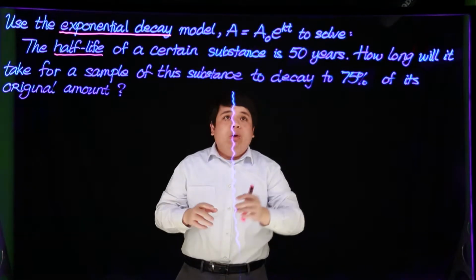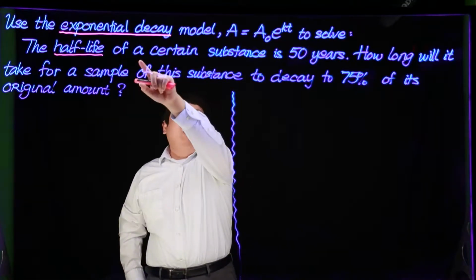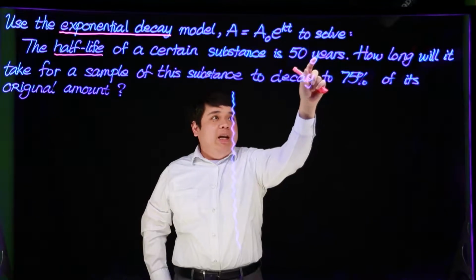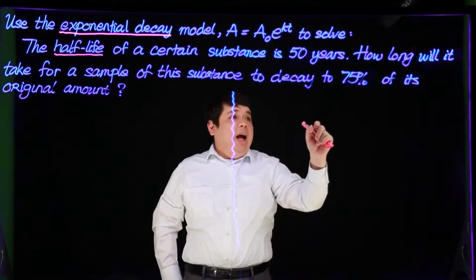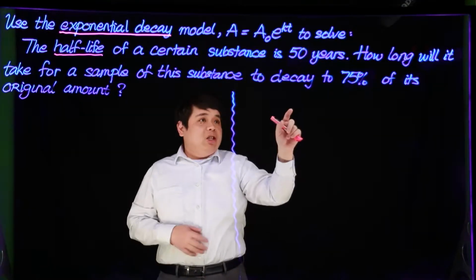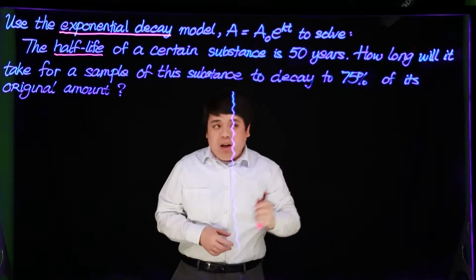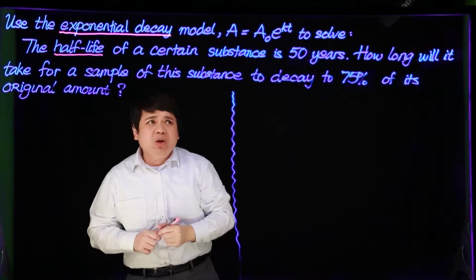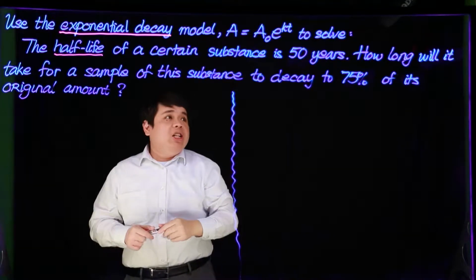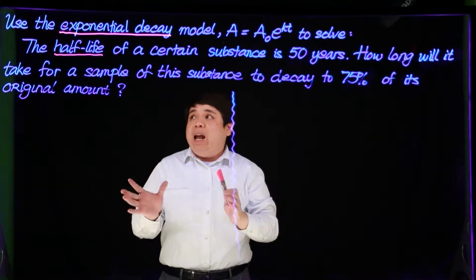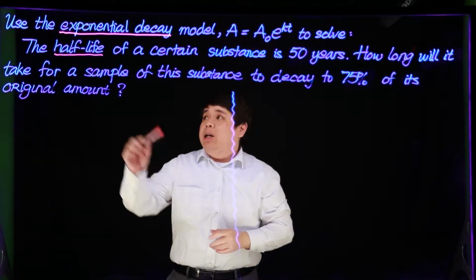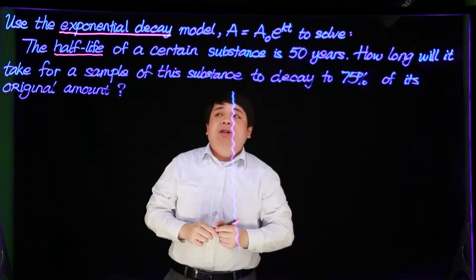So the problem, first thing we have is the half-life of a certain substance is 50 years. And then after that, the question: how long does it take for it to decay to 75% of the original amount? As you see in this diagram, we have two parts. The first part, we have the half-life of 50 years.